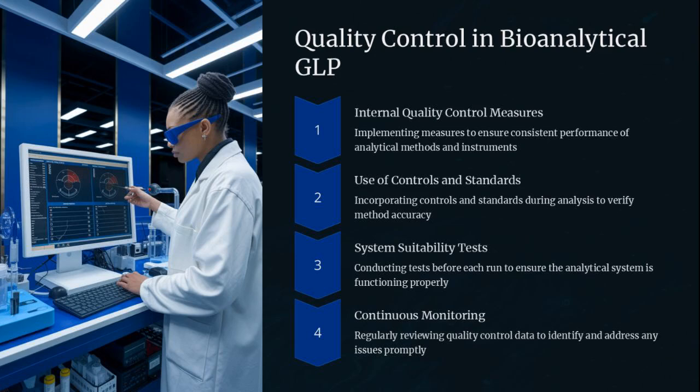Quality control in bioanalytical GLP involves internal quality control measures, use of controls and standards, system suitability tests, and continuous monitoring. Implementing measures to ensure consistent performance of analytical methods and instruments is crucial. Using controls and standards during analysis verifies method accuracy. Conducting tests before each run ensures the analytical system functions properly. Regularly reviewing quality control data identifies and addresses any issues promptly.